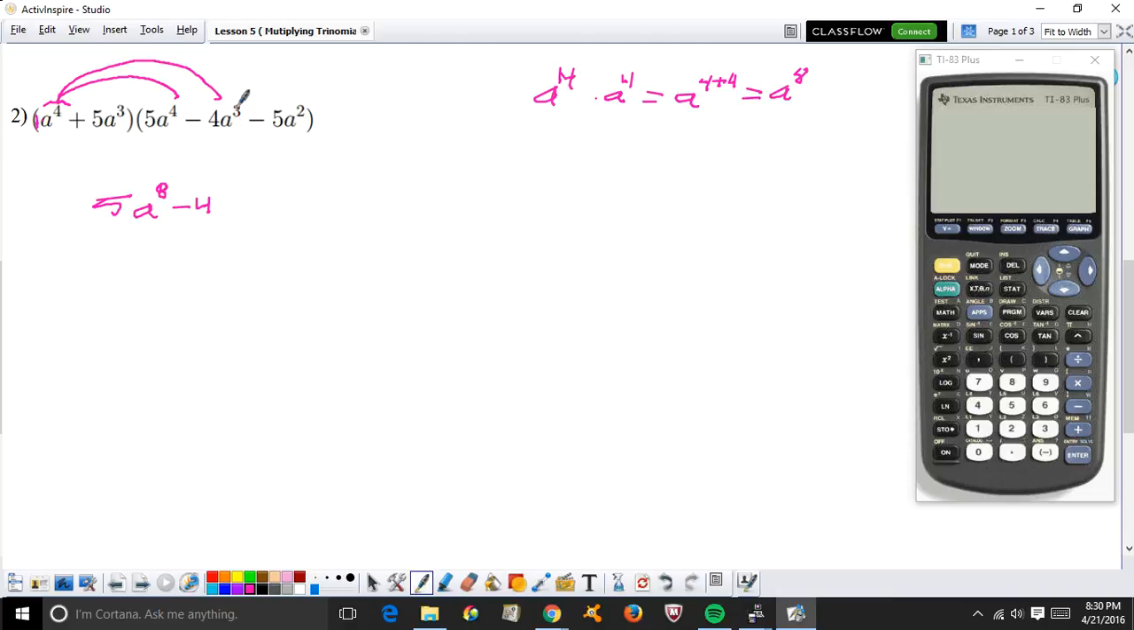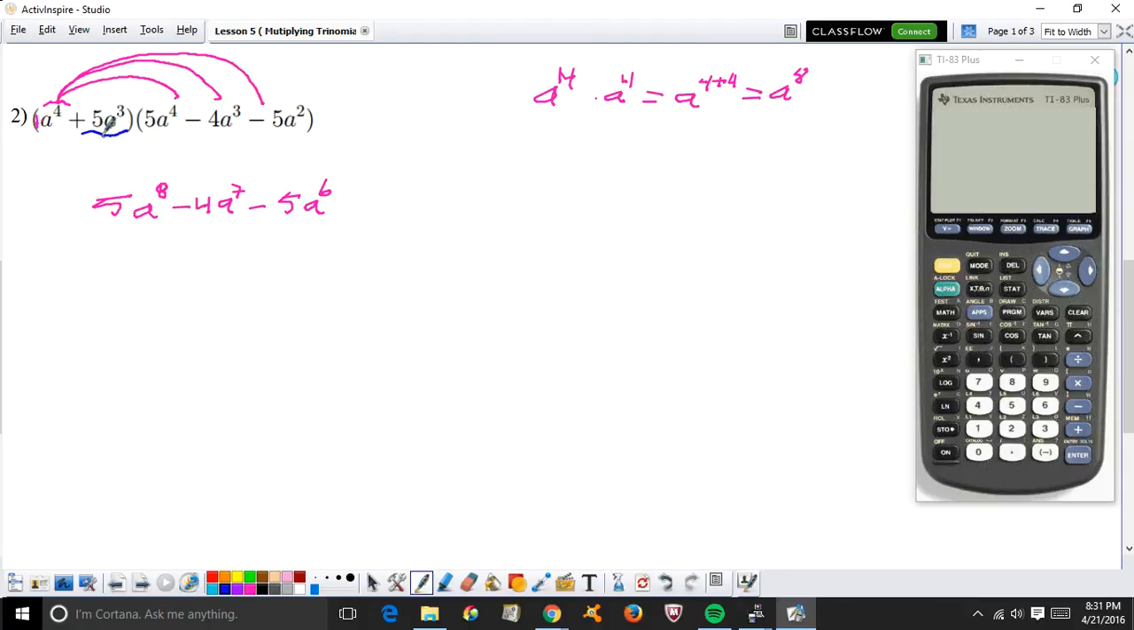a to the 4 times a to the 3rd, so that's a to the 7, because we add exponents. 4 plus 3, that's 7. So we distribute again. 1 times negative 5, that's negative 5. A to the 4th times a to the 2nd, we add exponents, so that's a to the 6th. Okay, so we're done distributing the first one. We gotta repeat the process, but now with the second.